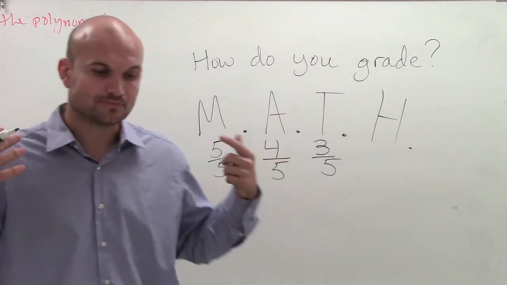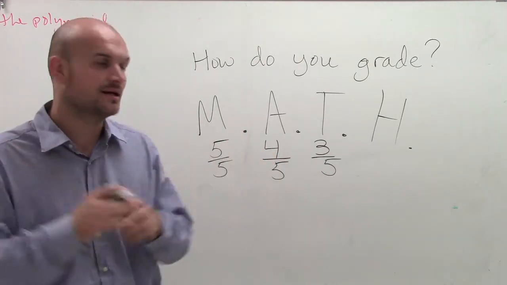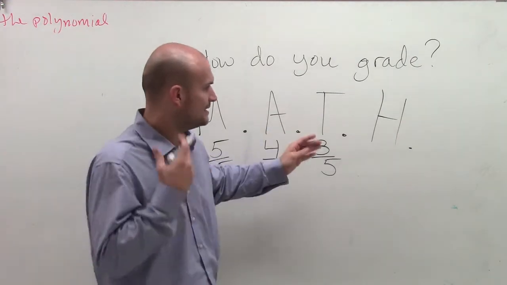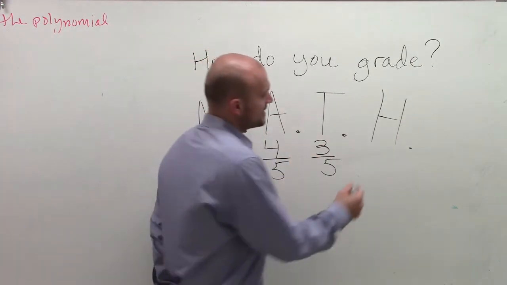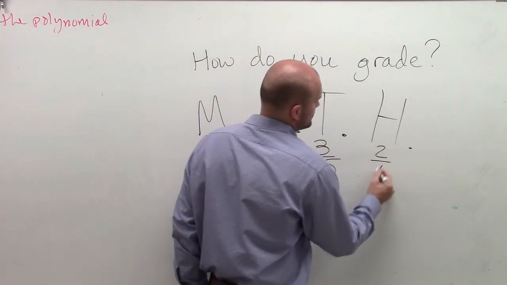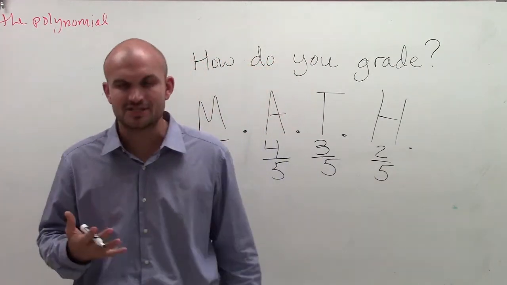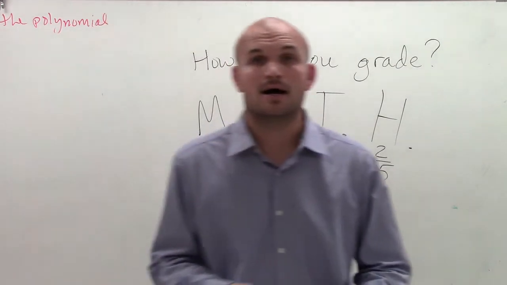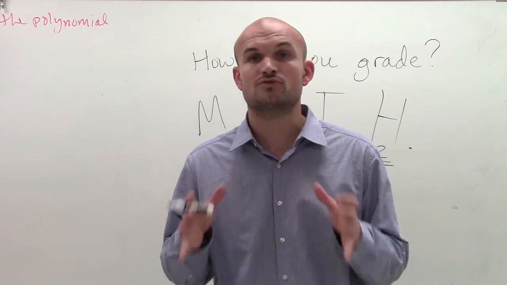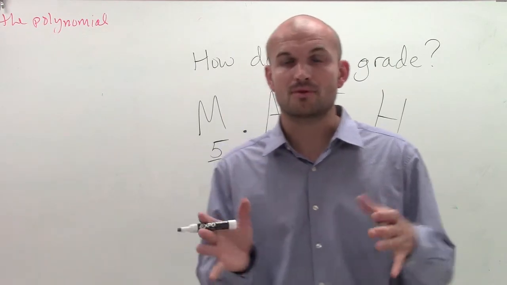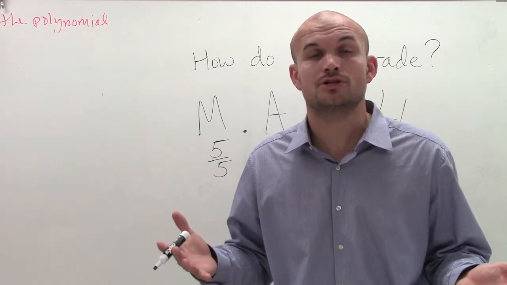They have a reasoning misunderstanding. Then the next one was an H, and the H we represented was a 2 of 5, and an H is going to be a very large mistake, something that was really preventing the students from understanding what they need to know for the standard.